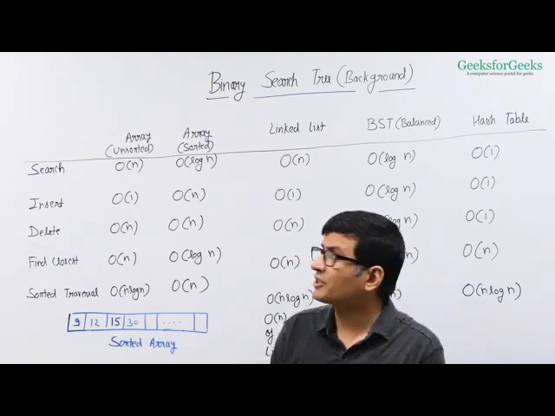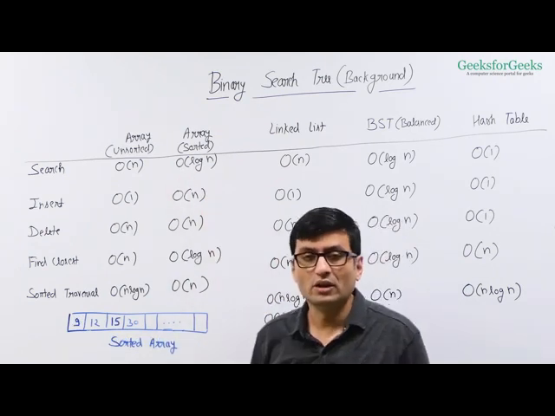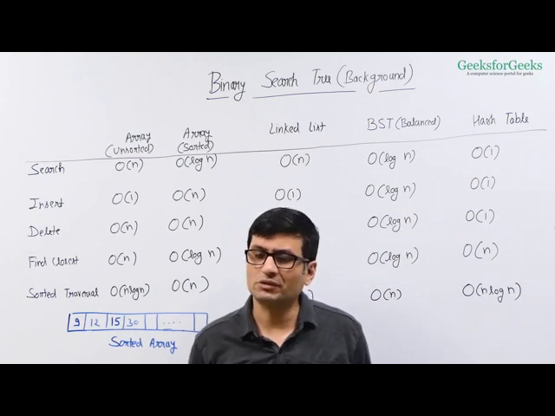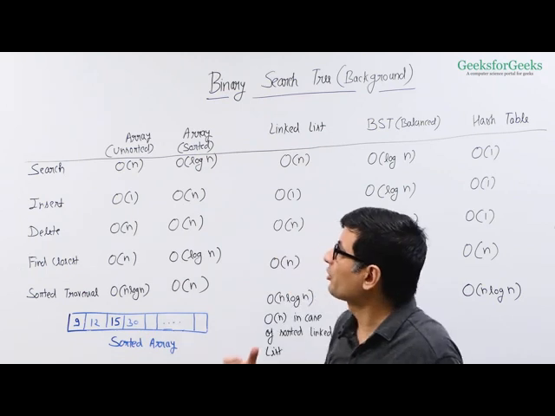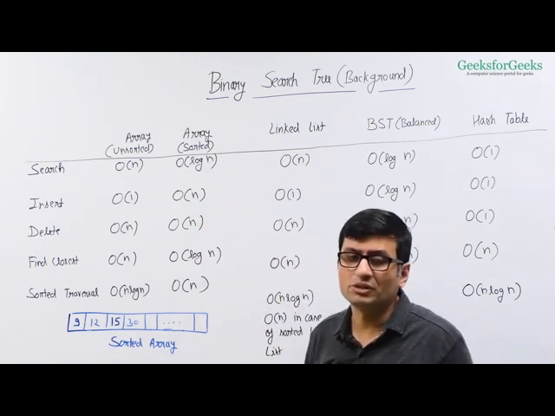Let us now talk about second option, which is sorted array. With sorted array, your search becomes faster. You can search an item in big O of log n time. But what about other operations? Your insert becomes big O of n.